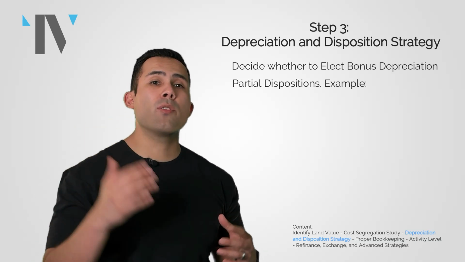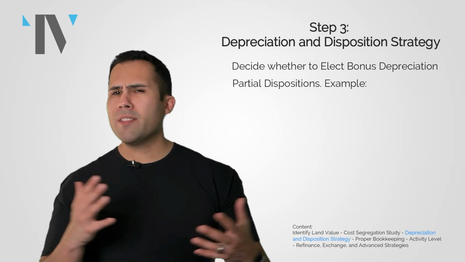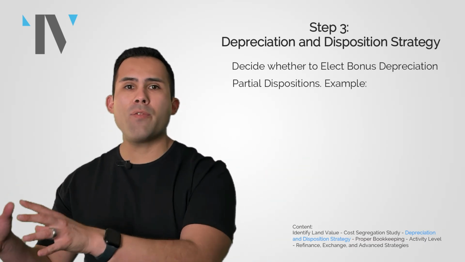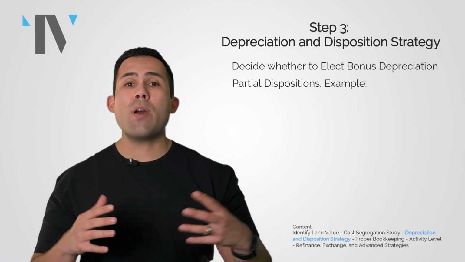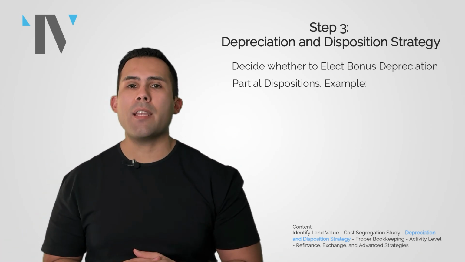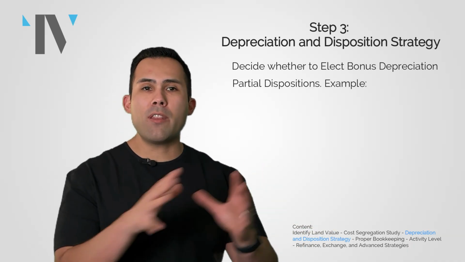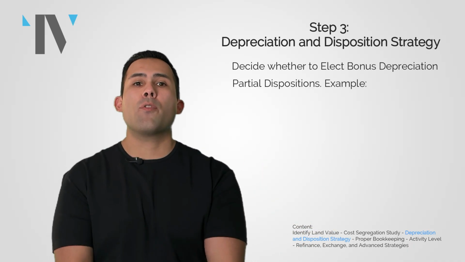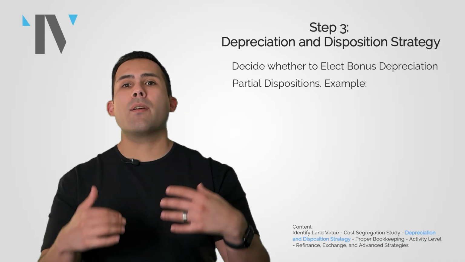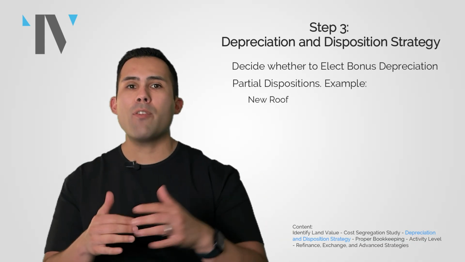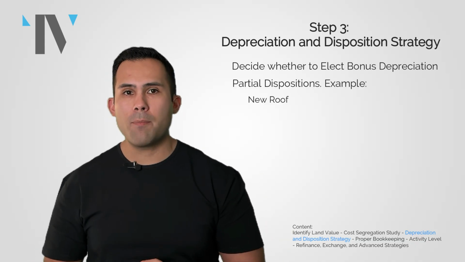Second, your partial disposition strategy. What does that mean? If you replace a component like a roof, HVAC, or flooring, and you had previously done a cost seg study, you can write off the remaining value of the component you're putting in the trash. For example, let's say for easy math that your roof was valued at $27,500 in your cost seg study.